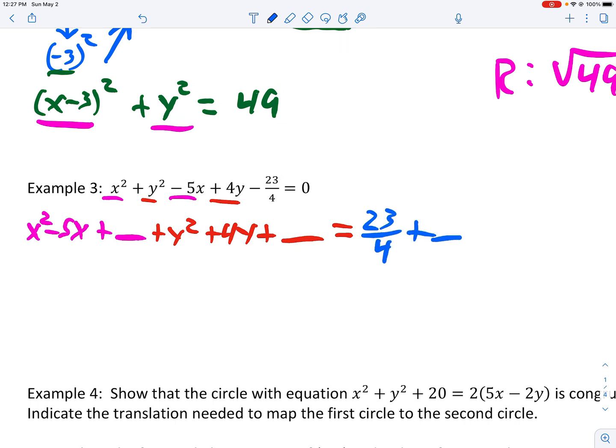And I'm adding 2 numbers to the left. So I'm going to add 2 numbers to the right. So some of you might be wondering, well, how do you know when to complete the square, like on the x's or the y's? Well, in order to complete the square, you have to have a squared term and an x to the first power, or y. So I have x squared and 5x, so I can complete the square. I'm missing that constant term. Same thing with the y. I'm missing the constant term.